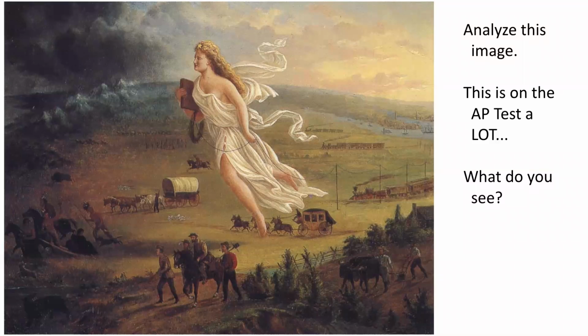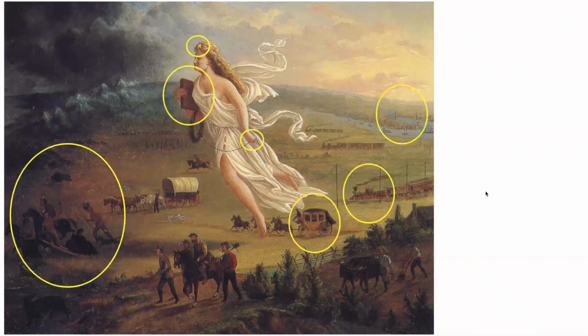Hopefully, you've seen this image on your document already. If you haven't, please make sure that you pause the video right now and jot down the inferences that you see. What kind of judgments can you make about the idea of manifest destiny based on this image by John Gast?